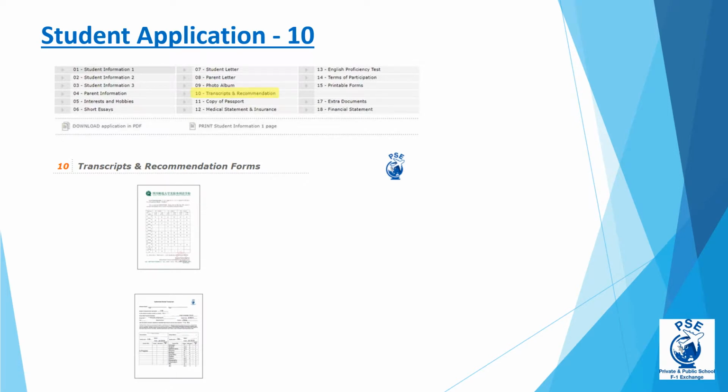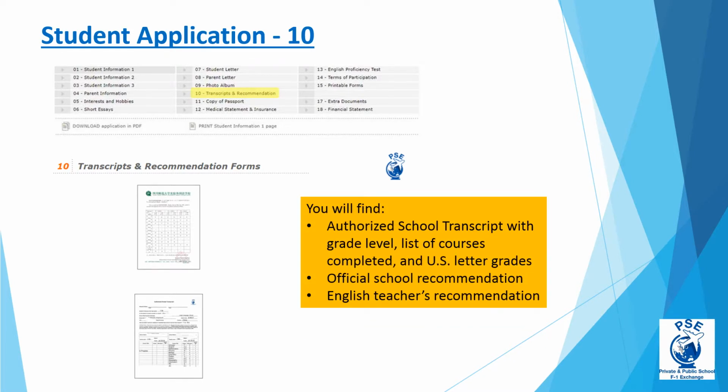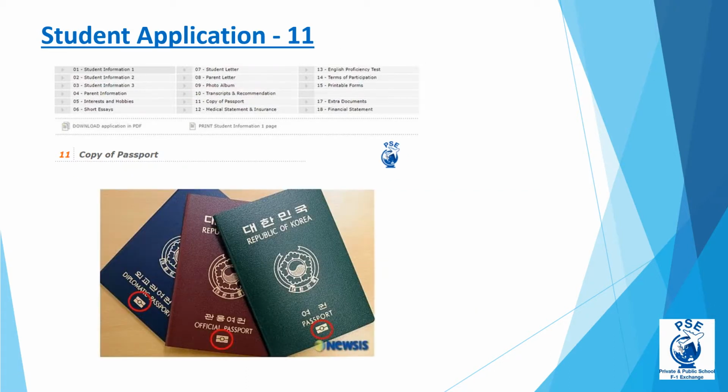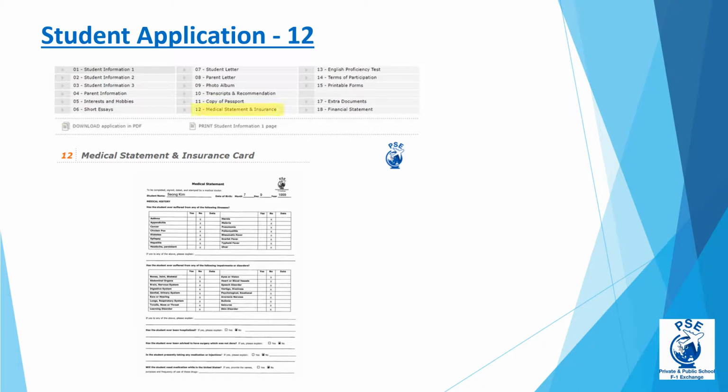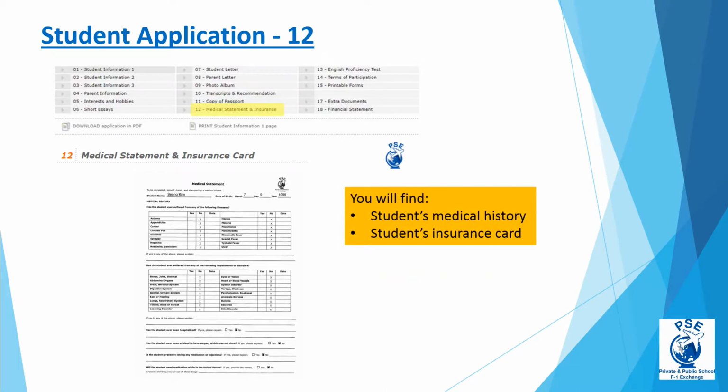Page 10 includes school transcripts and recommendation forms. You will see the authorized school transcript with the student's grade level, a list of completed courses, and their U.S. equivalent letter grades. You will also find their official school recommendation, which is to be filled out by the school principal or counselor. The student is evaluated on both academic and personal levels. Page 11 includes a copy of the student's passport. Page 12 is where you and the host family may access the student's medical history and the student medical insurance card.